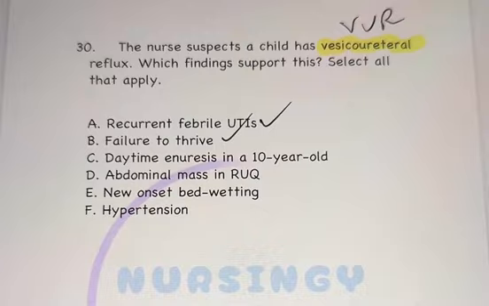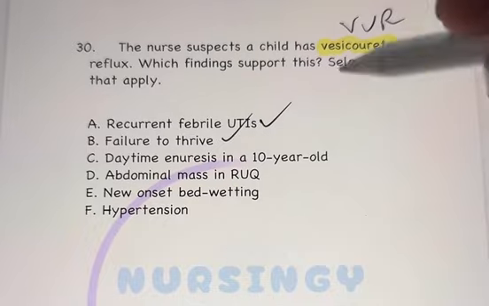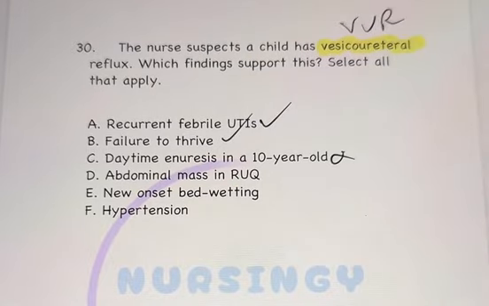Daytime enuresis in a 10-year-old. Actually, C is not correct. Enuresis is not the problem here. The problem here is the febrile UTI. If somebody is having febrile UTIs, that is the main concern, not the enuresis. That can happen due to other reasons also.